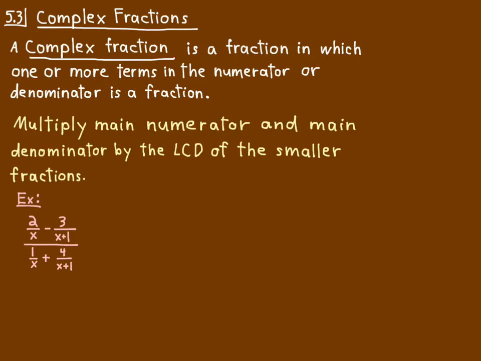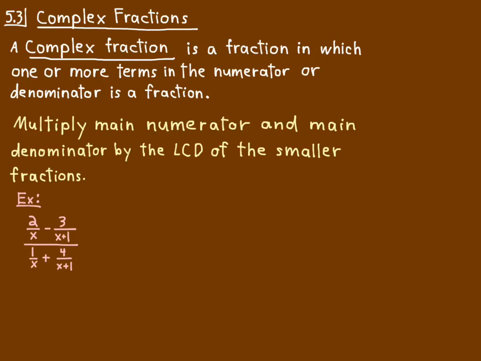This is a complex fraction. So I've got in the numerator, the main numerator is 2 over x minus 3 over x plus 1. The main denominator is 1 over x plus 4 over the quantity x plus 1. So it's fractions of fractions. So we want to multiply the main numerator and the main denominator by the LCD of the smaller fractions. This is just easier than subtracting the 2 in the numerator and adding the 2 in the denominator and then flipping the denominator and multiplying. This is just easier, okay?